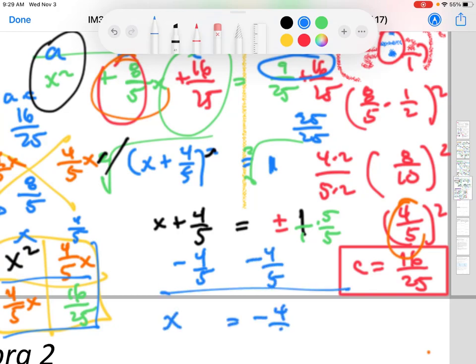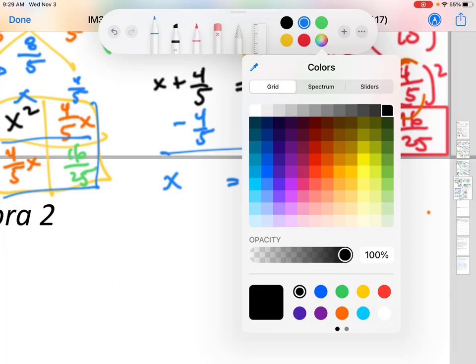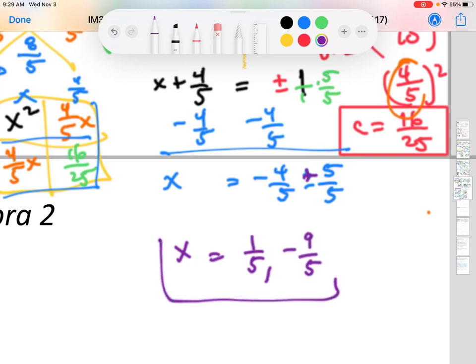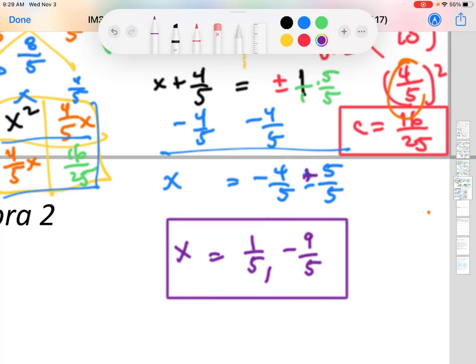X equals negative 4/5 plus or minus, right? The 1, you make it a fraction over 1. Your denominator is 5. So you're going to do 5/5 because you can multiply any number times 1. And now we have an equivalent fraction, 5/5. And I did that so we can get x equals negative 4 plus 5 is 1, so that'll be 1/5. And negative 4 minus 5 is negative 9/5. Ta-da.